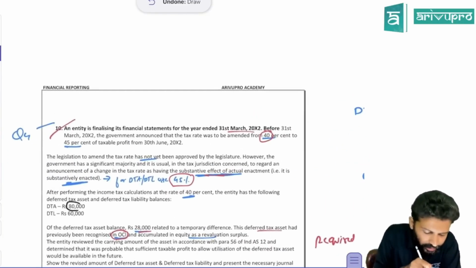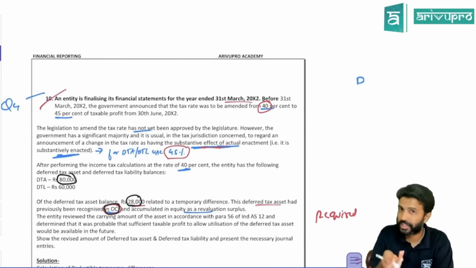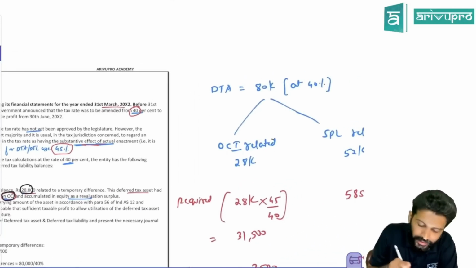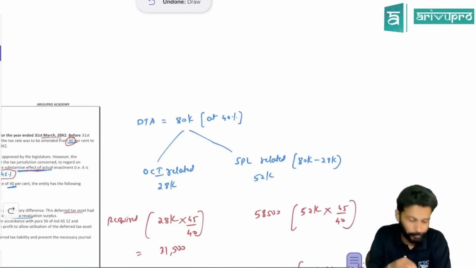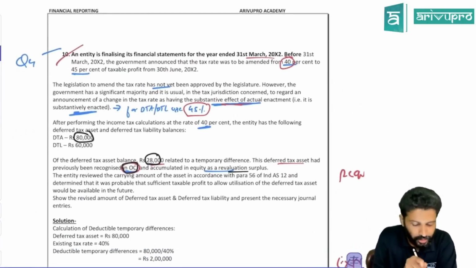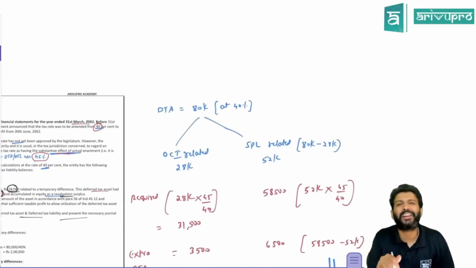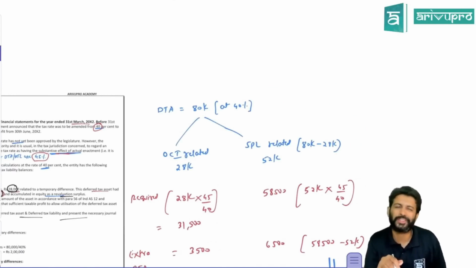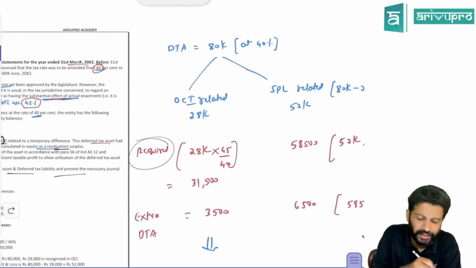Total DTA is 80,000, and they're saying this 28,000 is related to OCI. So in 80,000, if 28,000 is related to OCI, the balance 50,000 will be related to SPL. And they're saying it's due to revaluation surplus. So you need to create the revised amount of DTA and pass the necessary journal entry. Simple, sir. You have to create it at 45%. They created only at 40, so the differential amount you need to create. That's all. So what is the required amount of DTA?